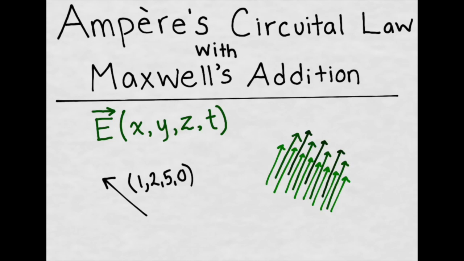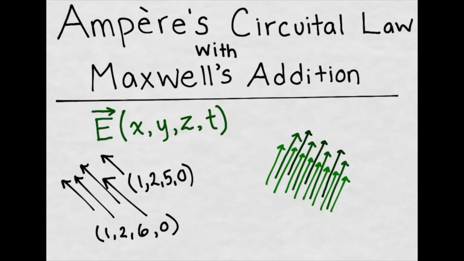0. I could also draw another vector at 1, 2, 6, 0. So as you can see, at a given time, you can draw a bunch of electric field vectors. But what happens as the time changes?